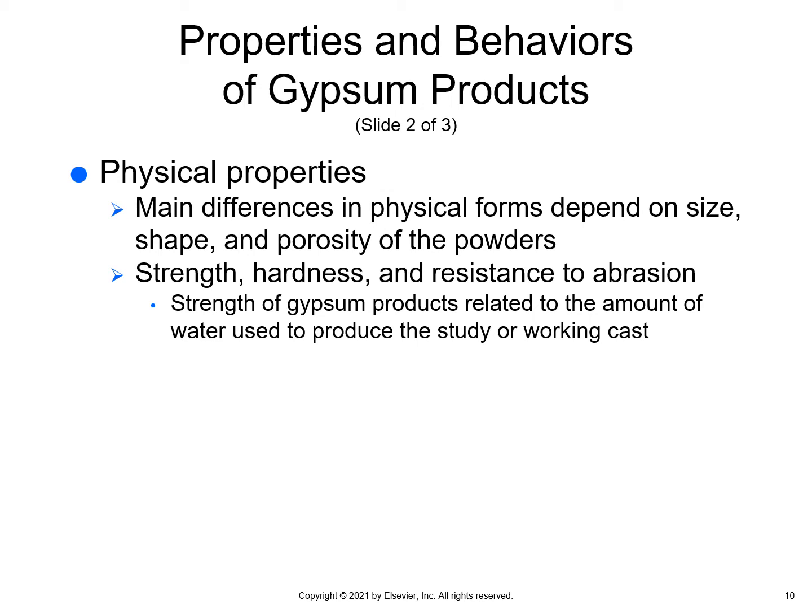So the strength, hardness, and resistance to abrasion, all of these have a different strength and hardness and resistance. The strength of the gypsum products is related to the amount of water used to produce the study or working cast. If you mix your gypsum product with a lot of water and it's thin, you're going to have a weaker mix or stone. So it's important to get an idea of the consistency that you want to produce a strong study model, die, or working cast.